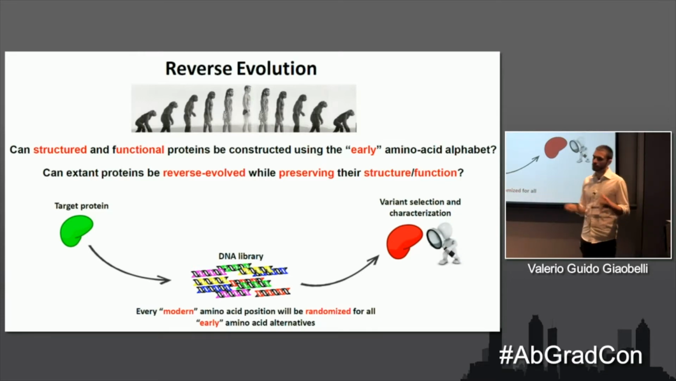The first step is the selection of a target protein, a modern protein with some function, which could be an enzyme or a binding protein. After that, generate a library composed only of early amino acids, so substitute only the late amino acids with early ones. The next step will be the characterization of the mutants, so understand if, for instance, the mutant maintains the structure, the function, or both, or nothing.